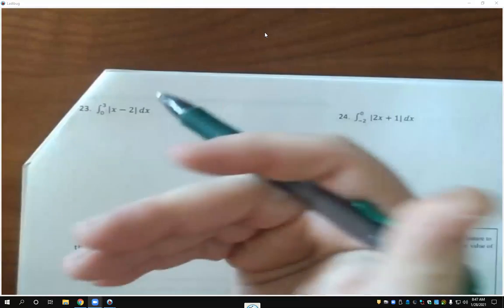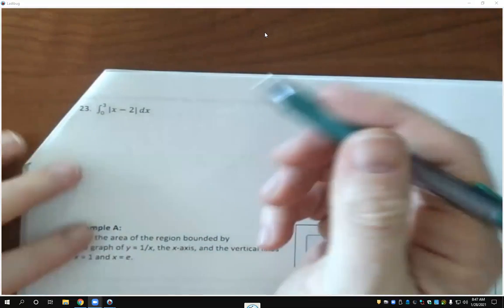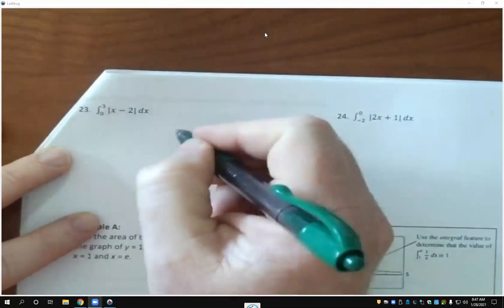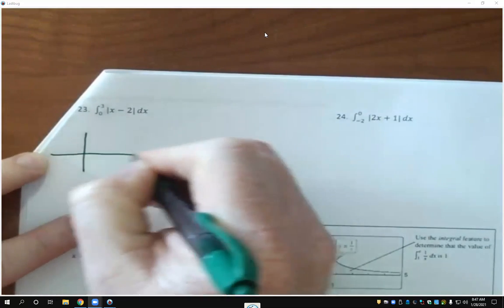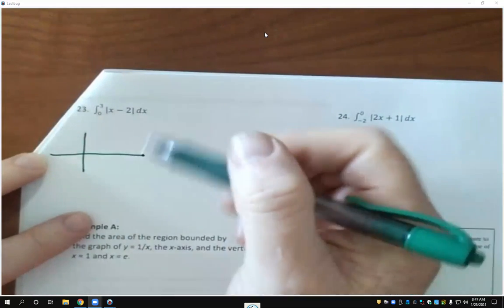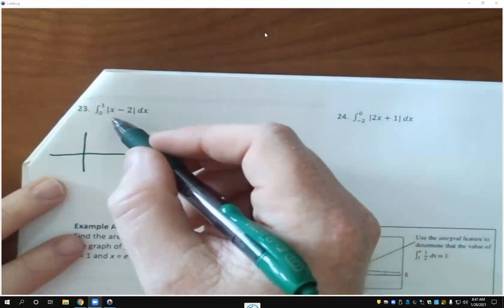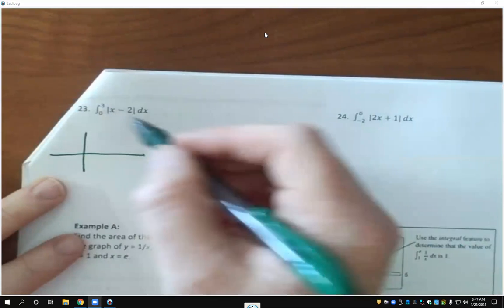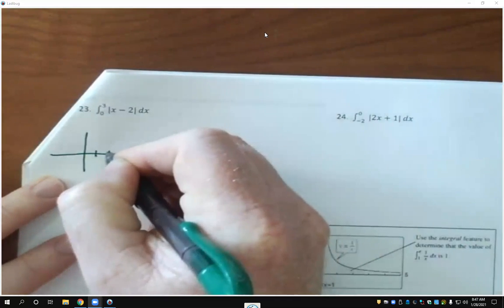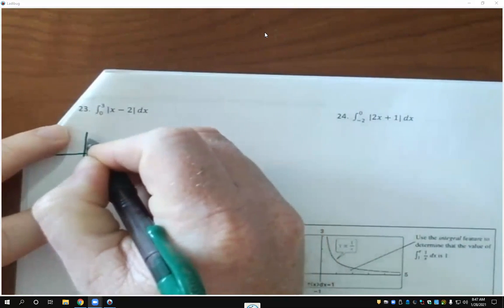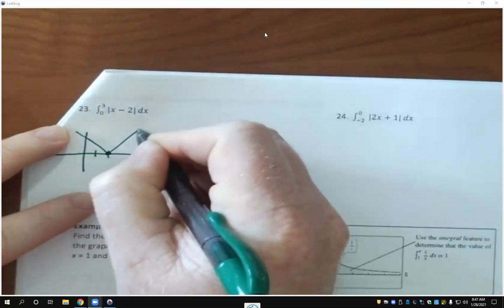we're not here, or we're going to draw the graph. So we draw the graph here. We're graphing the function, the absolute value of x minus 2 from 0 to 3. We should know from algebra that this is just the absolute value function shifted to the right 2 units. And it's going up like that, and it's going up like that.